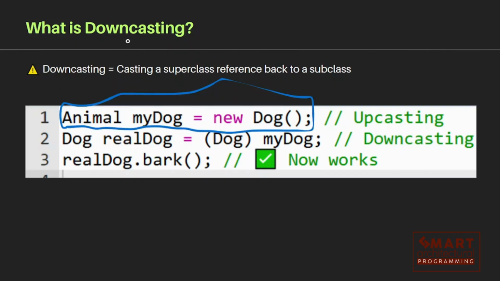So let's look at this piece of code here. Here we're writing Dog realDog equals (Dog) myDog. That's the syntax for downcasting. We're telling the compiler, trust me, this Animal is actually a Dog. Let me use Dog-specific methods. And yes, now you can call the bark method, as you can see here right below.